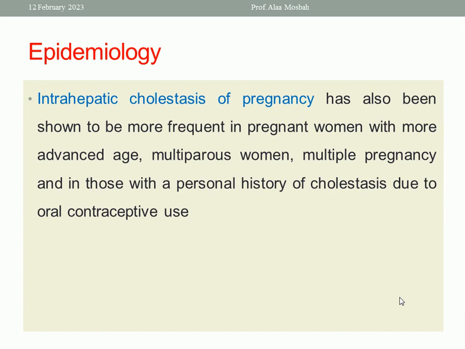So when we see a patient and you are suspecting intrahepatic cholestasis, ask her about her history of using oral contraception, because she may give you a positive history regarding the effect of oral contraceptives causing cholestasis or symptoms related to cholestasis previously. Okay? So, this personal history of cholestasis due to oral contraceptive use in the past is important also.